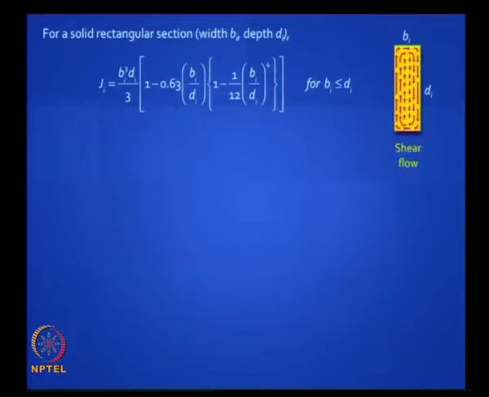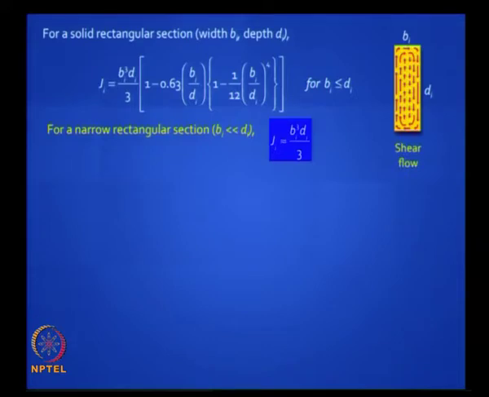And the shear flow is as shown in that picture. If it is subject to a clockwise torque, the shear stress is 0 at the 4 corners, though the distances are maximum from the center. That is because of complementary shear requirements. If you are dealing with a narrow rectangular section, then that formula reduces to a very simple formula, B cube D by 3. That is when it is infinitely long.